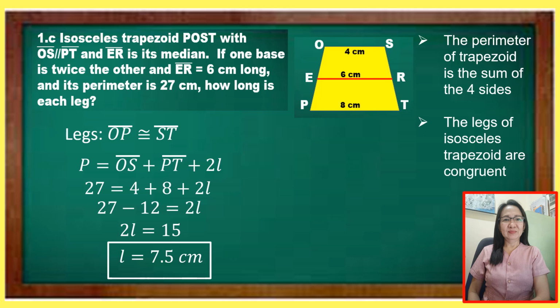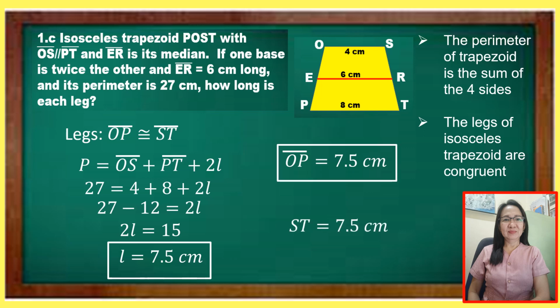So this is the obtained length of our leg. Therefore, our OP is equal to 7.5 centimeters. The same with our ST, which is 7.5 centimeters. These are the 2 legs of our trapezoid.